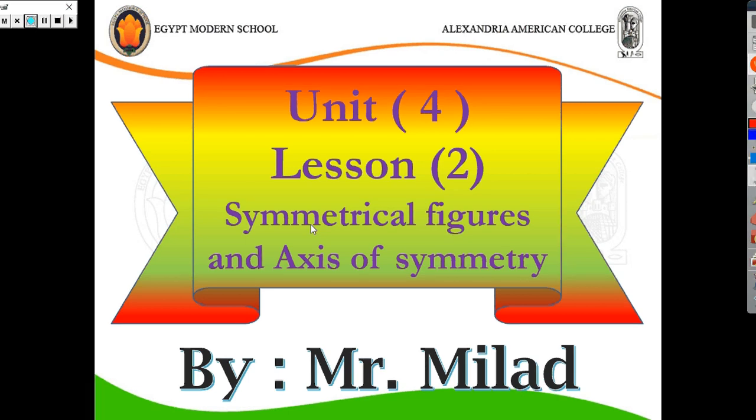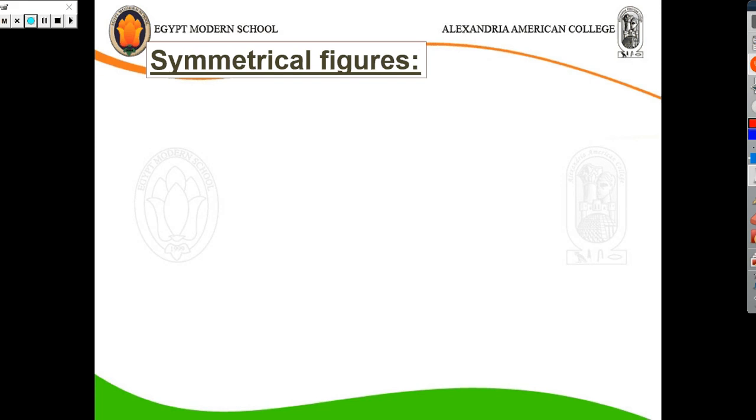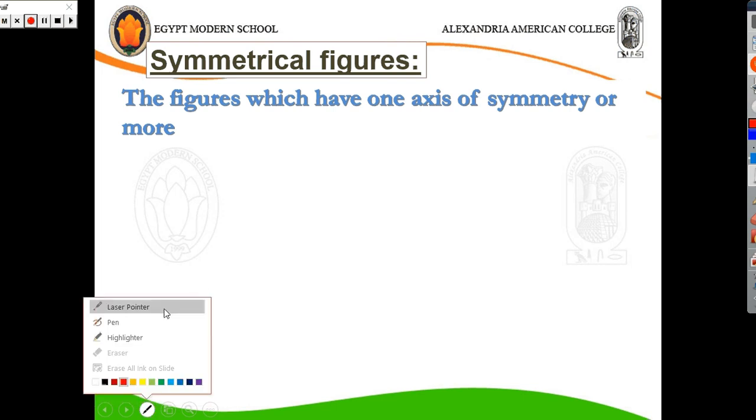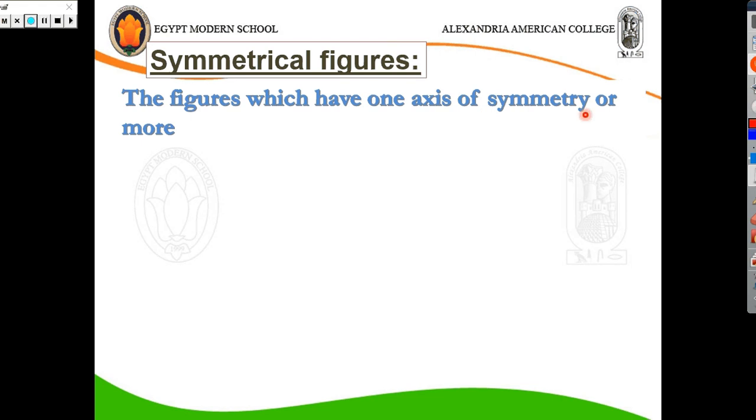Hello Junior 5. Today we'll study new lesson 2 in Unit 4, Symmetrical Figures and Axes of Symmetry. Okay, what's the meaning of symmetrical figures? Symmetrical figures are figures which have one axis of symmetry or more, maybe 2 axes of symmetry, 3 axes of symmetry, 4 axes of symmetry, according to the figure or the shape.